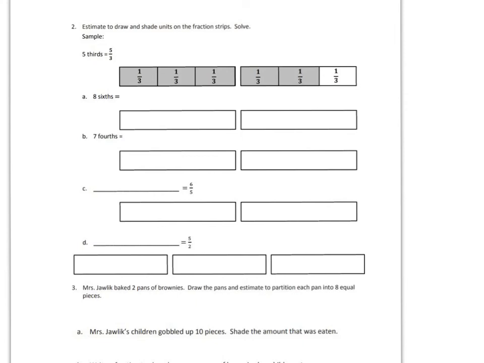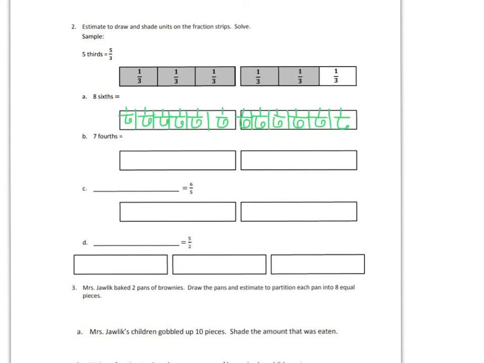So 1, 2, 3, 4, 5. 1, 2, 3, 4, 5. And I have 6 units of each one. I know that I'm going to label this as 1/6, 1/6, 1/6, 1/6, 1/6, 1/6. Each unit is 1/6. A couple of you have not been labeling your units. You need to make sure that you're labeling every single unit so I can see what unit it is.